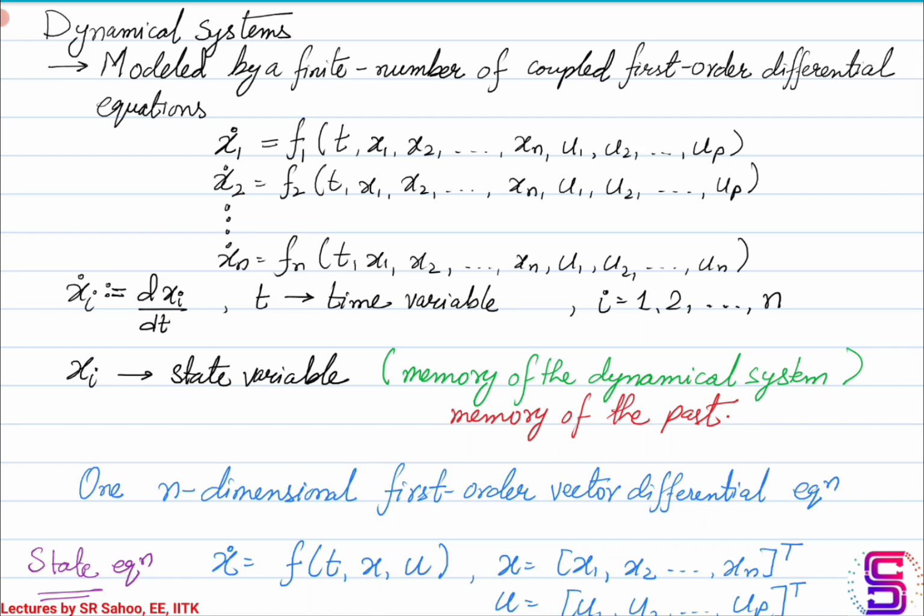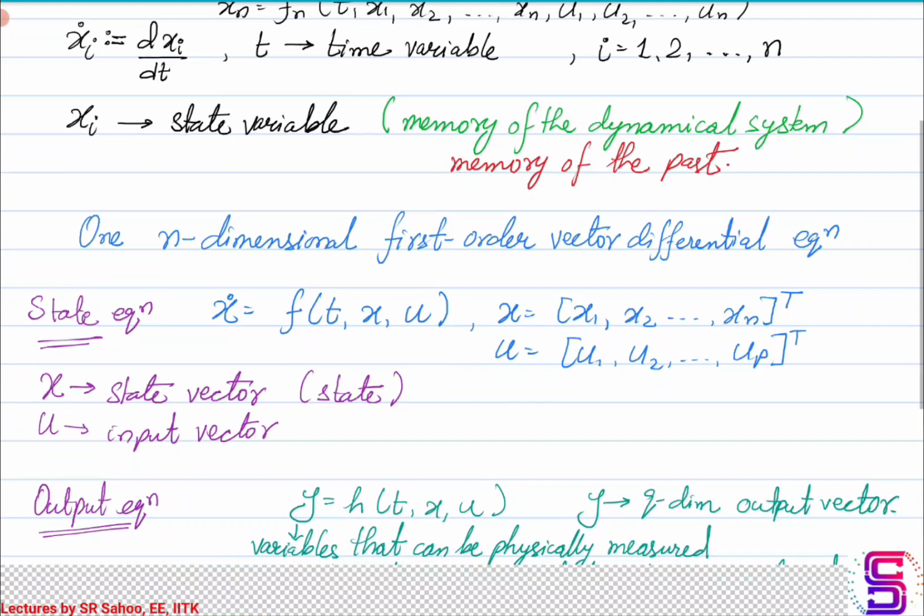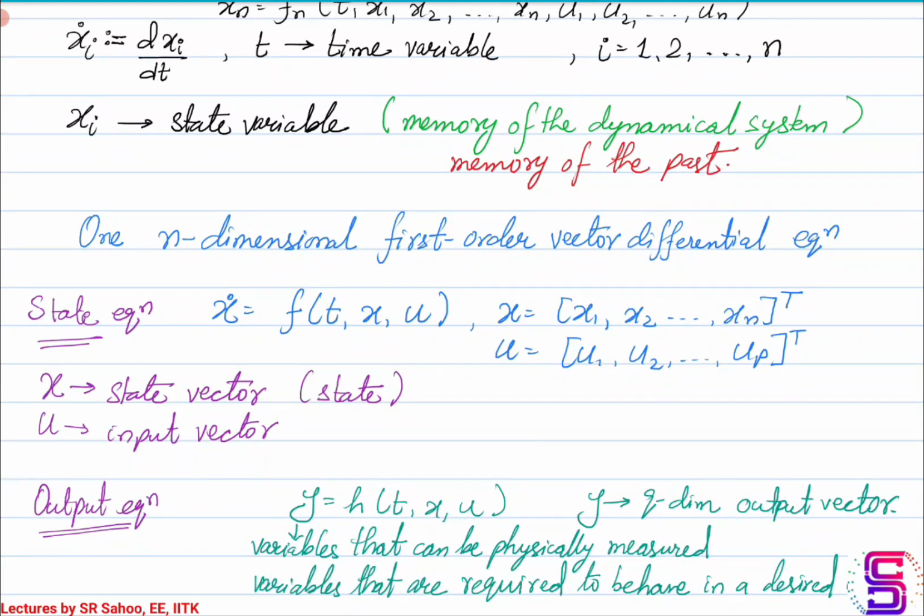We term these variables, the xi's that you see, x1 till xn, as the state variables of the system, and these, in some sense, represent the memory of the dynamical system. Basically, they talk of the past of this particular dynamical system in some sense. Now you have here n first order differential equations which are coupled with each other, and the other way of expressing them is in terms of a vectorial differential equation. To be specific, we can represent this entire system in terms of one n dimensional first order vector differential equation.